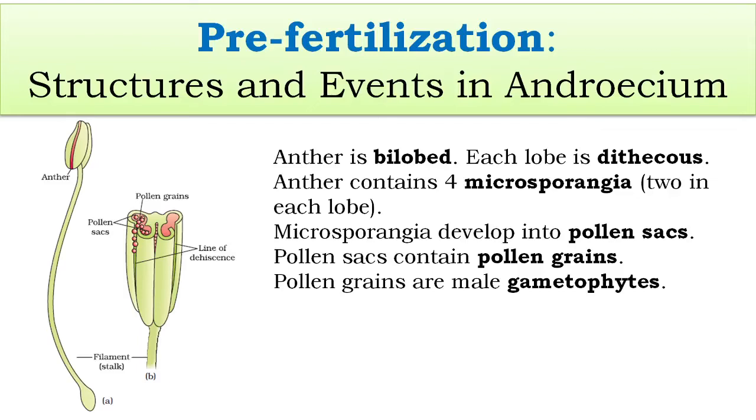Okay, let us now discuss the pre-fertilization events in the androecium, right? In order to do that, we have to discuss the structure of the androecium. In the androecium, I have told you in the previous video that there are stamens, right? And a stamen is made up of anther and filament. If you look closely at the anther, you can clearly see that it is bilobed. It contains two lobes, right?